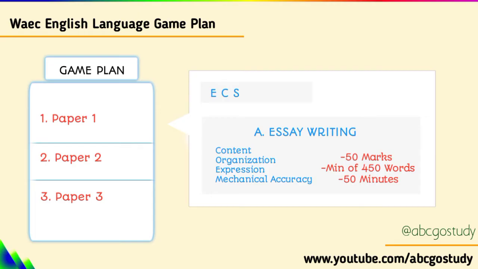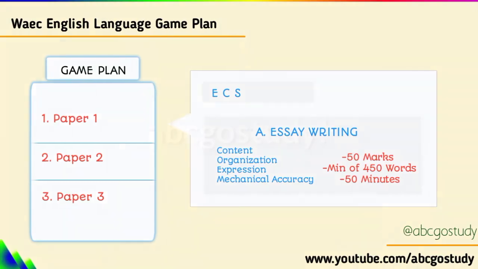Now, the second one is organization. They look at whether you have good paragraphing, whether you emphasize appropriately, and whether you arrange your ideas well. So they will check that. And when I'm talking about expression, they will look at your control of vocabulary and the sentence structure of that writing. The next one is mechanical accuracy. Here they will test your grammar, punctuation, and spelling. So this is the schema they will use to grade you on essay writing.